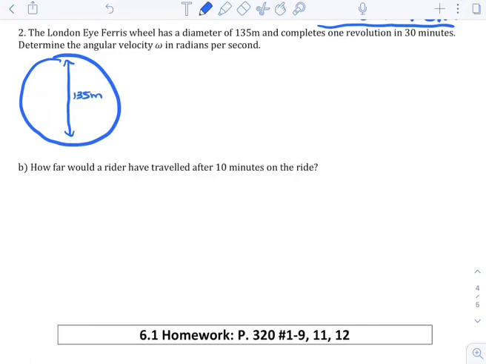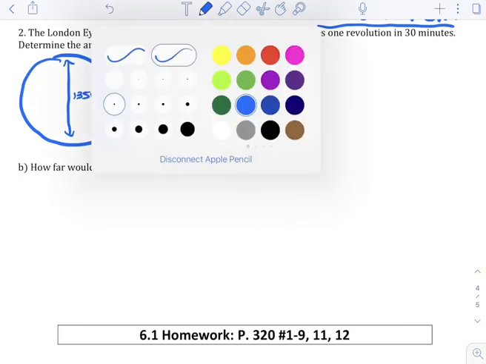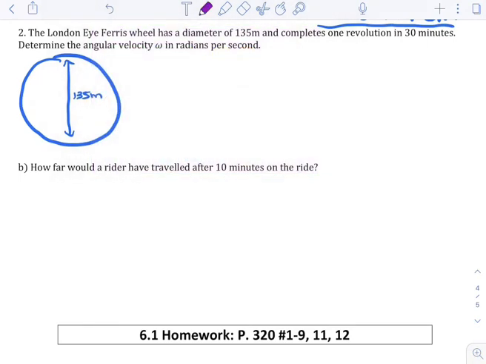It says it completes one full revolution in 30 minutes. So it goes 2 pi in terms of radians in 30 minutes, if we think of it that way. We want to know what is the angular velocity. So same idea as before. Angular velocity is equal to radians per second.